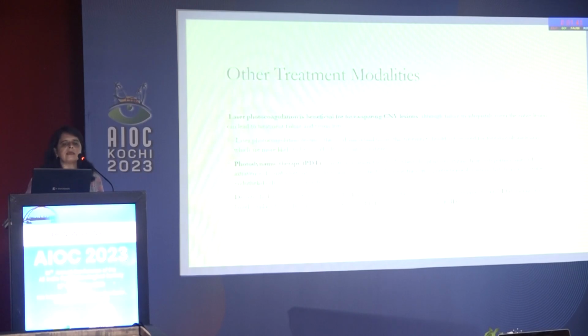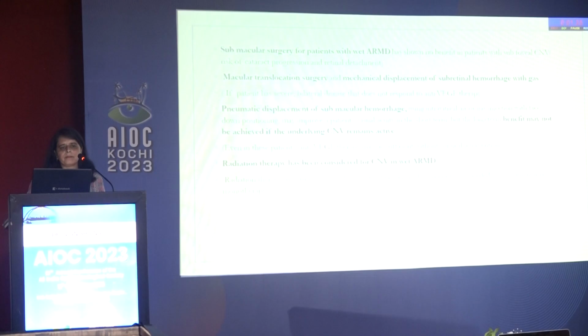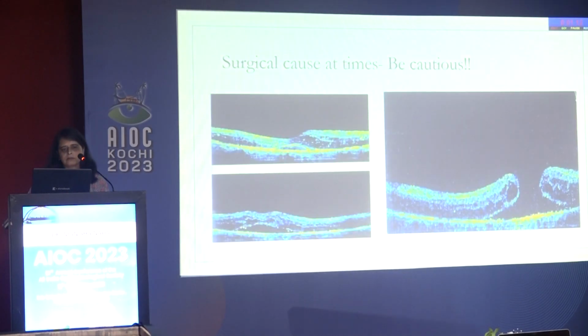Other treatment modalities are laser photocoagulation for fovea-sparing CNV lesions. It can be PDT, or it can be submacular surgery for patients with wet ARMD. Macular translocation surgery and mechanical displacement of subretinal hemorrhage with gas can be done. Pneumatic displacement of submacular hemorrhage using intravitreal gases or a gas injection with face down positioning is also done. Radiation therapy is also considered in CNV in wet ARMD.